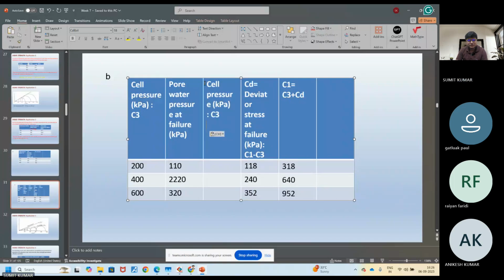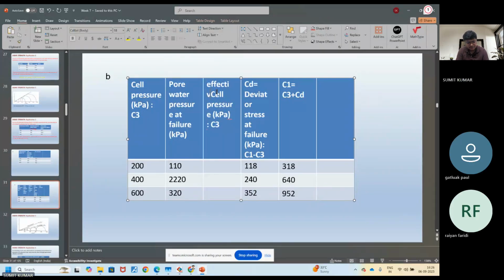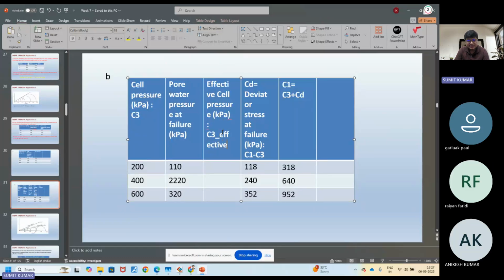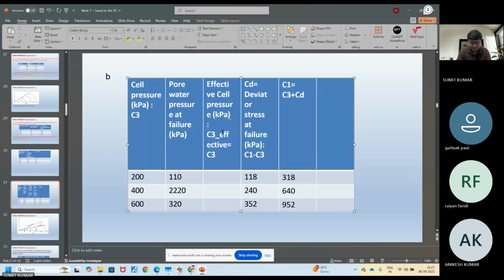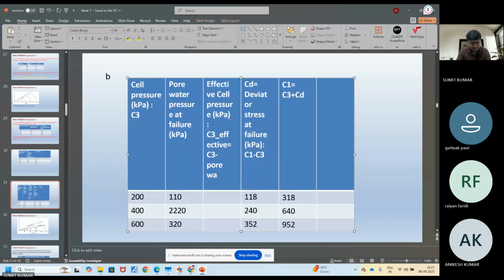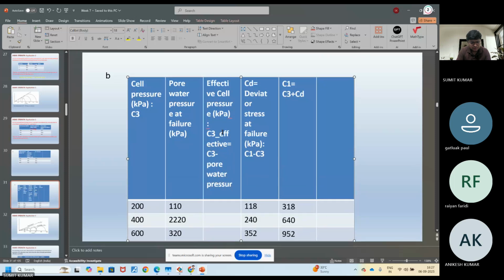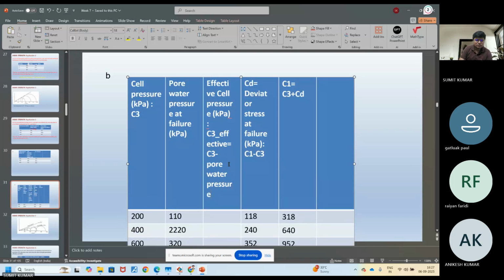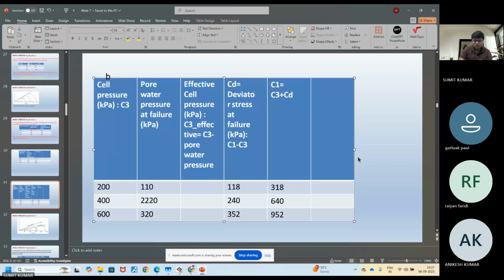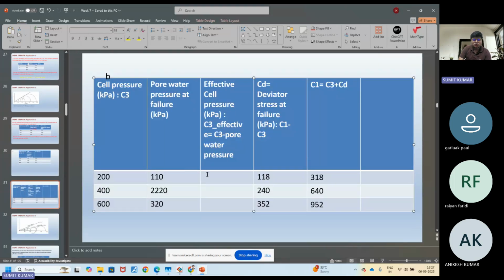Effective cell pressure, that is sigma 3 effective, is equal to sigma 3 minus pore water pressure. Okay, so this is sigma 3 minus pore water pressure. Sigma 3 is 200 and pore water pressure is 110. So effective cell pressure is 90.